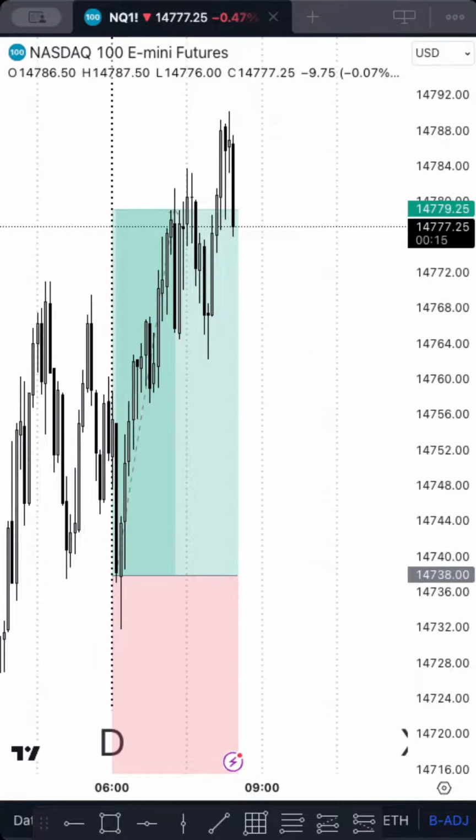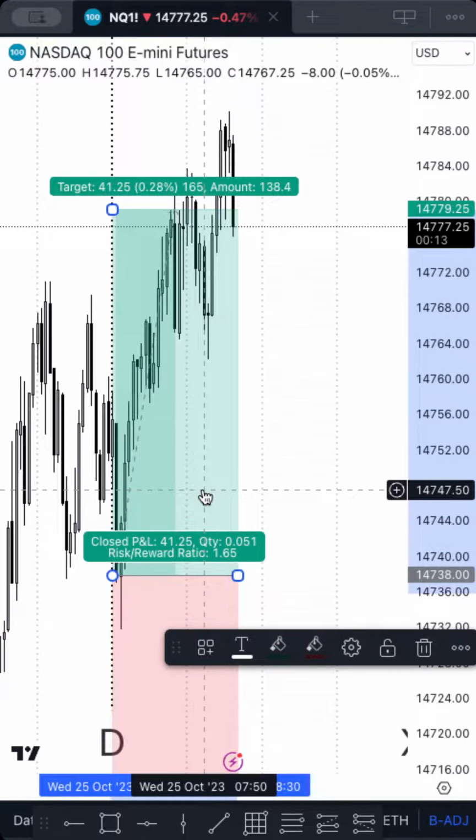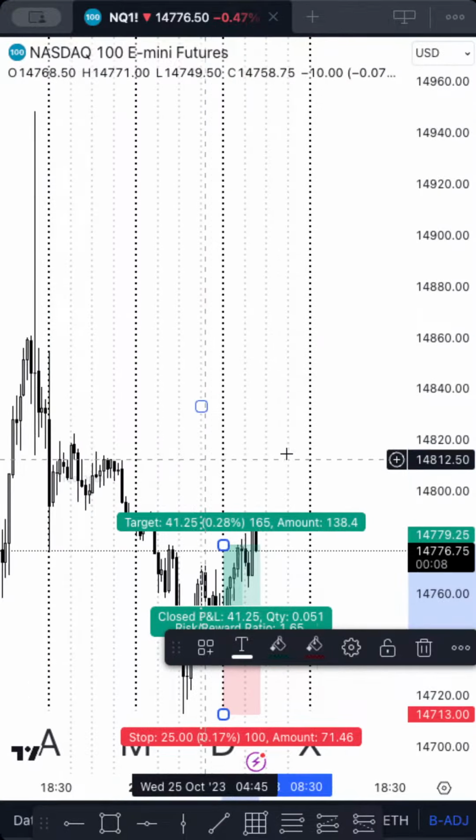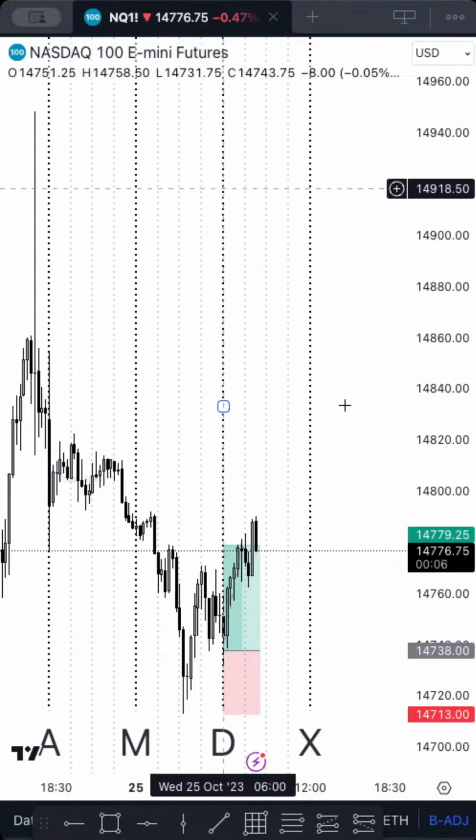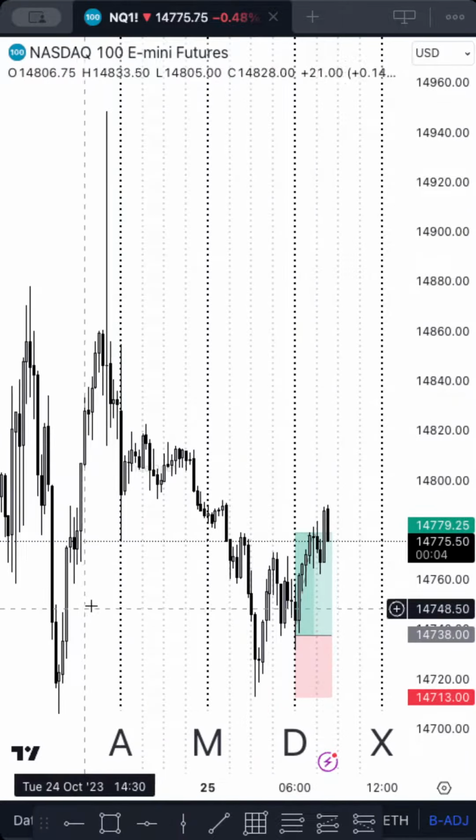Let's take a look at how I was able to snag this trade, giving me a 1.6 risk to reward. So starting off on the 15-minute chart, I'm taking a look at the NASDAQ E-mini futures. I like to trade the power of 3.